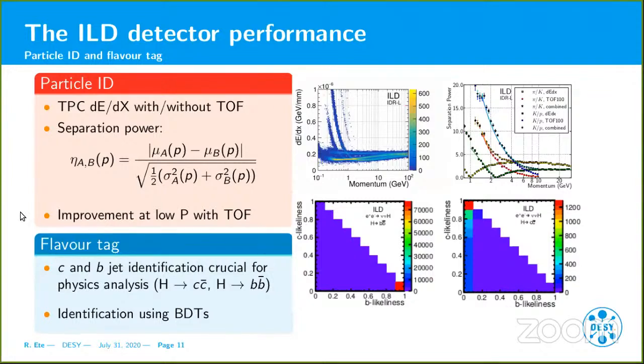For the flavor tag, it's very crucial for some analyses, namely Higgs to CC bar and BB bar. This is what you have on the left here. BB bar on the left and CC bar on the right, and we use BDTs there, and as you can see, we have very nice likeliness for B's and C's, depending on what you study there. So very nice efficiencies.